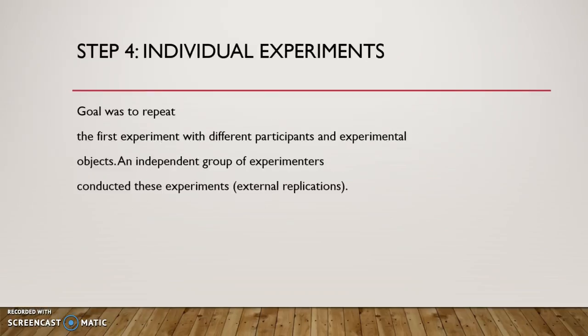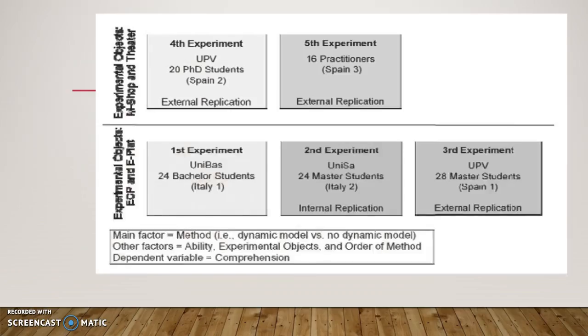Step 4. Here they summarize the family of experiments. The rectangles represent the experiments, grouped by the experimental objects used. The figure also shows the order of execution of experiments, the kind of replication, the participants involved and their number, and the name associated with each experiment.